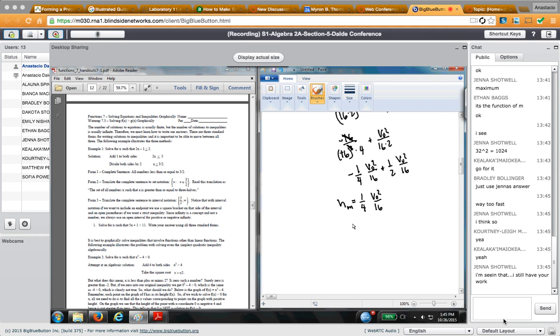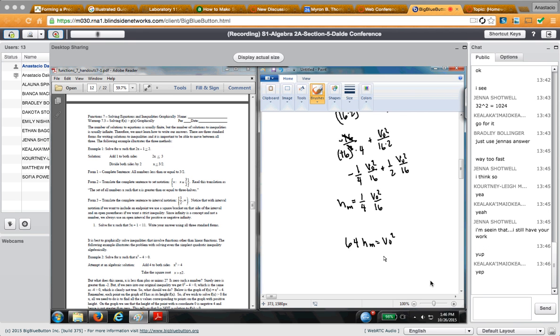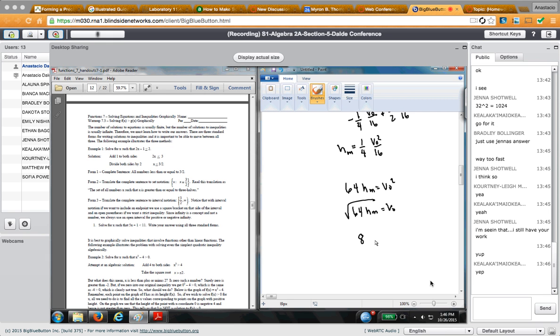What I'm going to do is multiply both sides. I'm going to clear out the fractions. Anyone know what 4 times 16 is? That's 64? Okay. And so now I can calculate out what v naught is. V naught is equal to the square root of 64 times hm, which is really just 8 times the square root of hm.